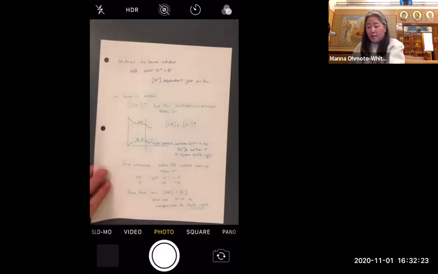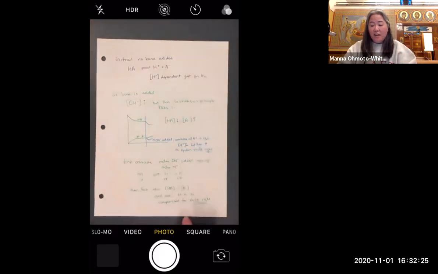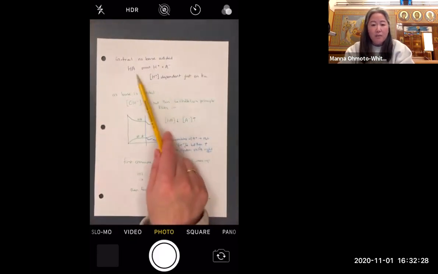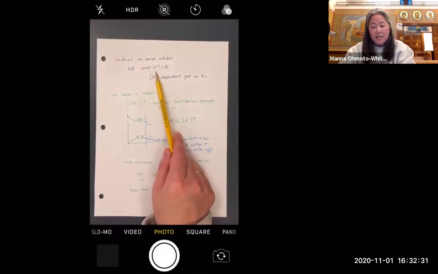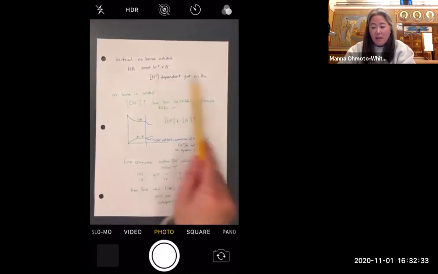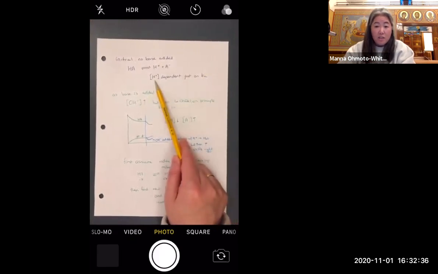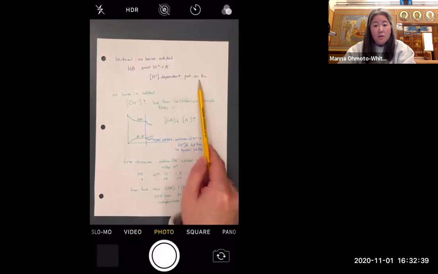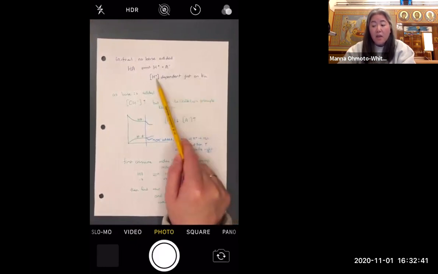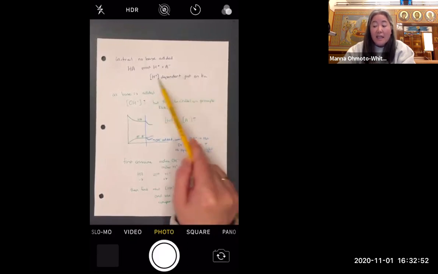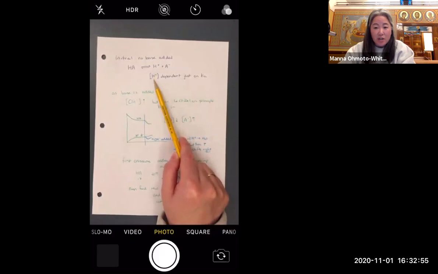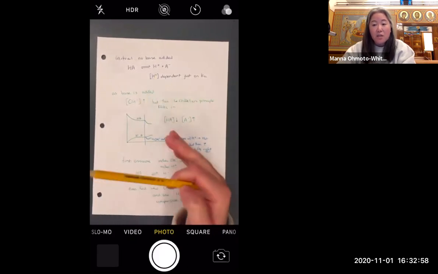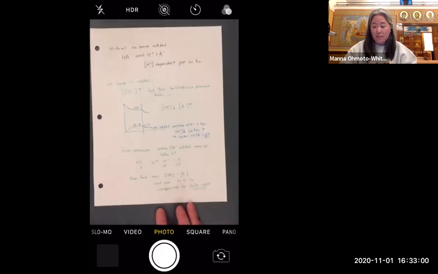So if I'm looking at this qualitatively, initially when I have no base added, really all I'm looking at is how much of my acid has dissociated. That depends on my Ka value. And so all of my pH is just going to be dependent on my Ka value. So the higher my Ka value, the higher my hydrogen ion concentration. The lower my Ka, the less of this has dissociated, so my hydrogen ion concentration will be lower, and so my pH won't be as strongly affected.